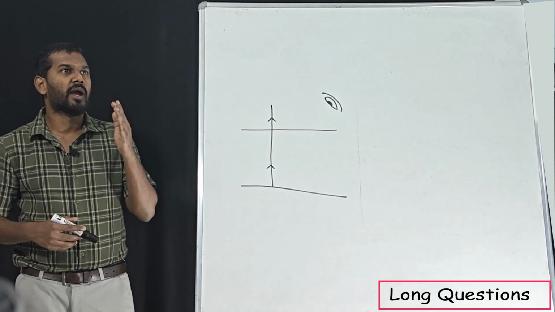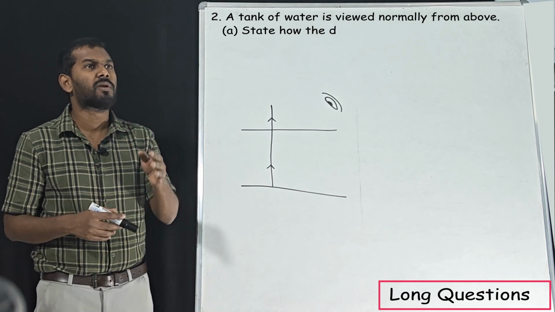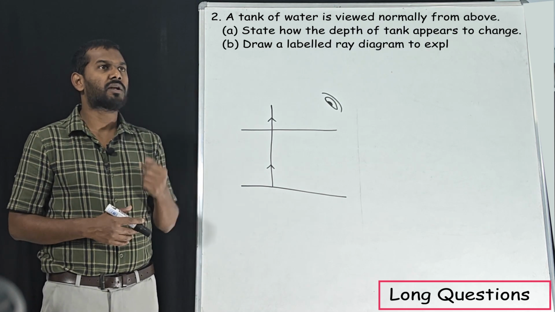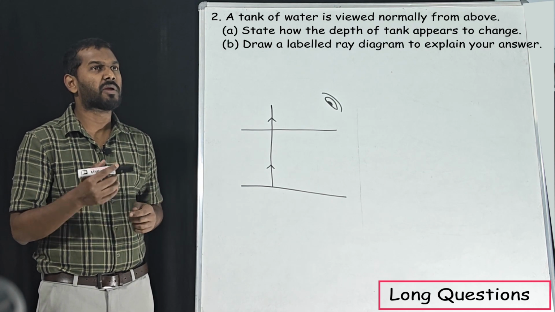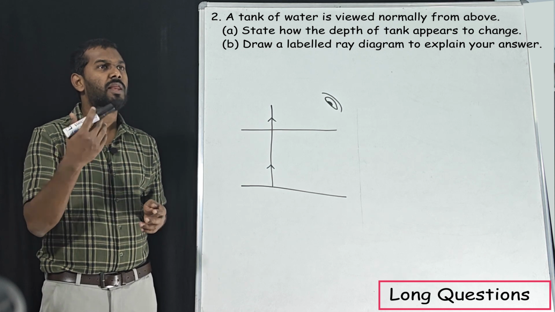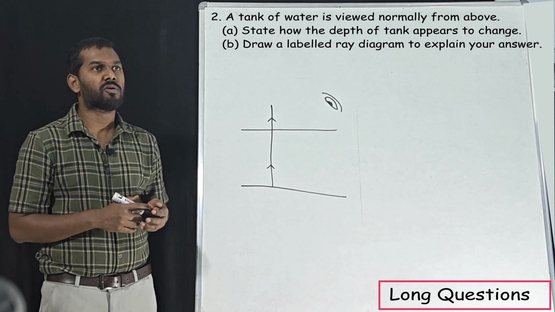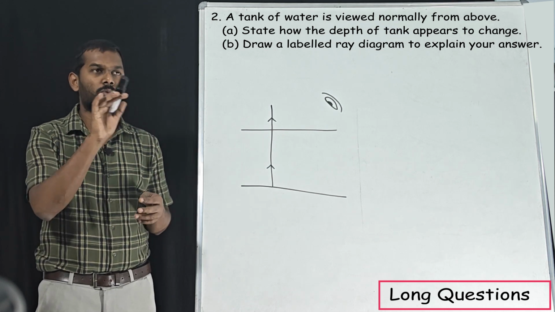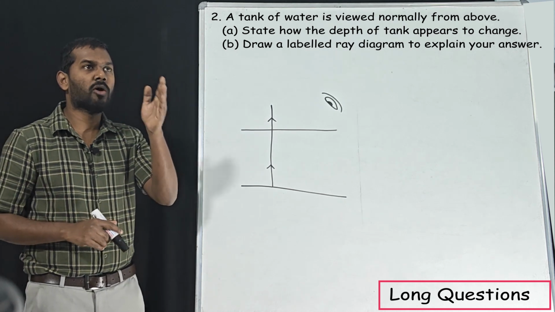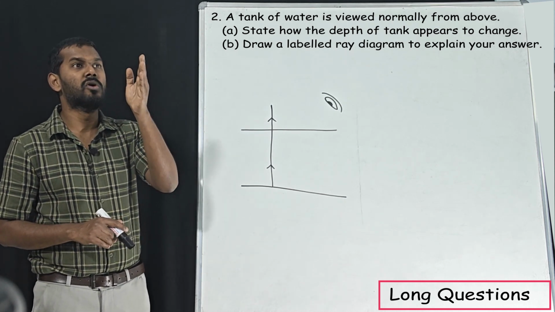Our next question, a tank of water is viewed normally from above. State how the depth of the tank appears to change. Draw a labelled diagram to explain your answer. Now we'll solve one by one. See, first question, state how the depth of a tank appears to change.